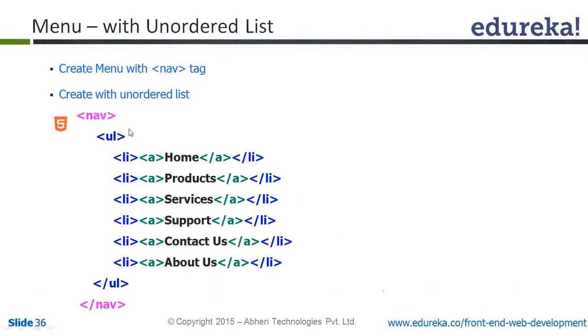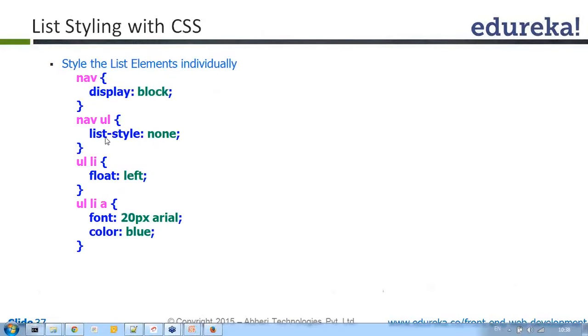And one purpose of the unordered list, as I said, is there's a special tag, the nav tag. I just indicated it with 5. This is the HTML5 logo. Menus don't look good with bullets.